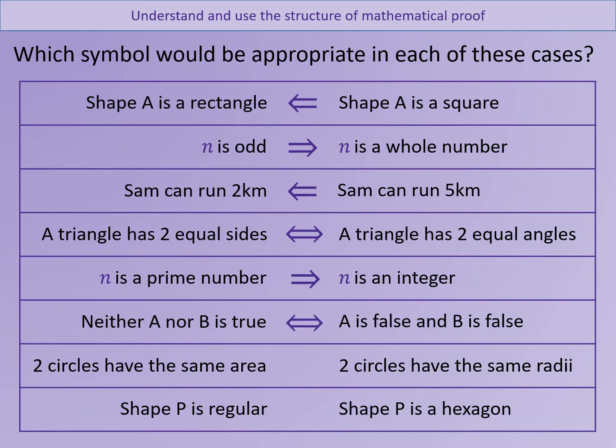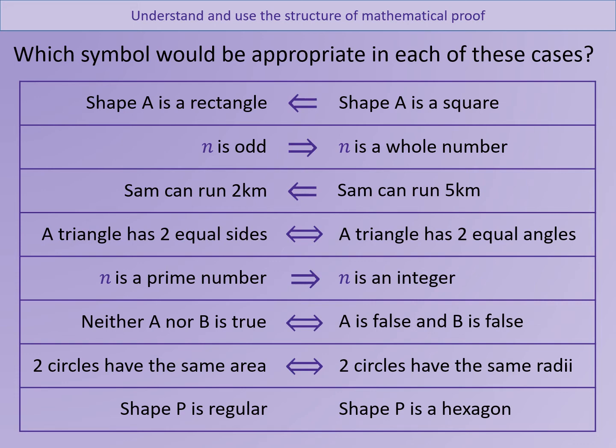Number 6 works in both directions. If neither A nor B is true, then it means that A and B are both false. And if A is false and B is false, it implies that neither A nor B is true. So both directions in this example. Next one, if 2 circles have the same area, then basically they are the same circle. We can't draw 2 different circles with the same area.